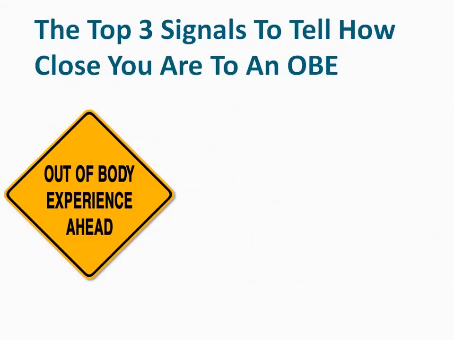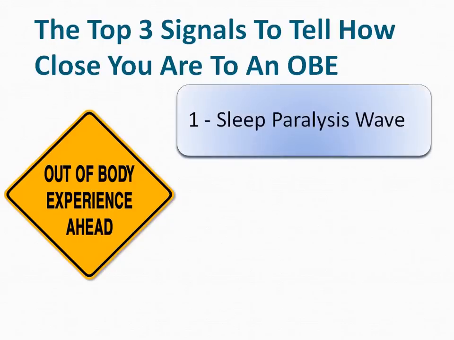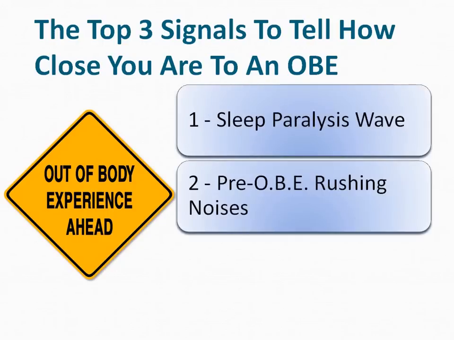What you need are easy to detect signals that you can use like road signs to tell you how close you are to an OBE. In this section, we'll cover the top 3 most common road signs. These are, first, the sleep paralysis wave, secondly, pre-OBE rushing noises, and thirdly, vibrations.